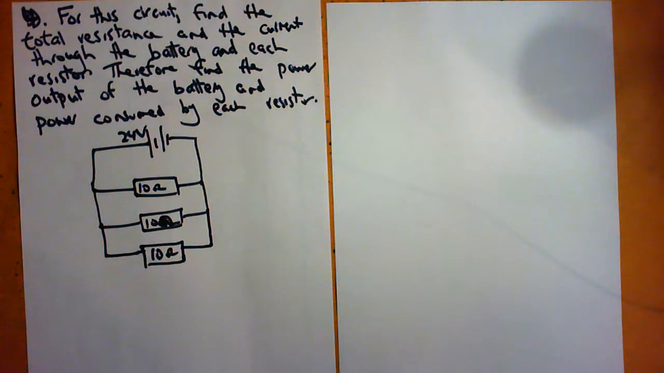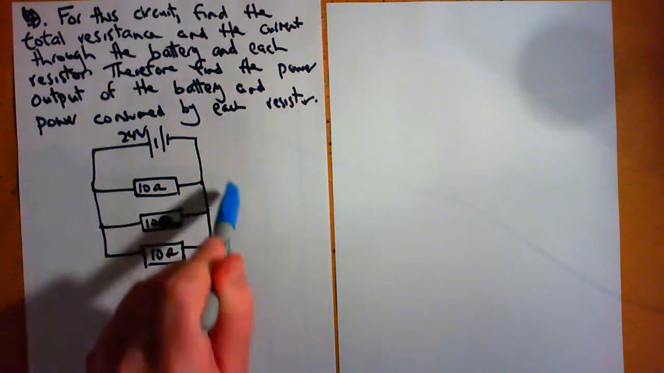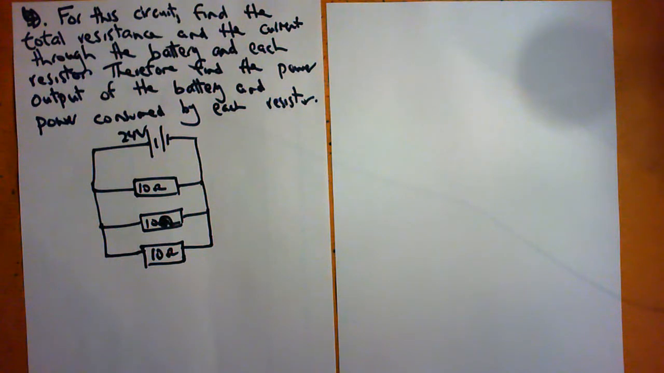Hello viewers, Electric Circuits question 4, and it's very similar to question 3. The only exception is that we have added an extra 10 ohm resistor in parallel. So we've now got 3 10 ohm resistors in parallel, which means any electron is going to go through either the top one, the middle one, or the bottom one.